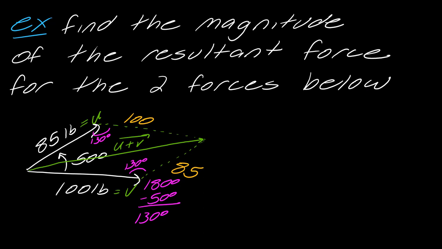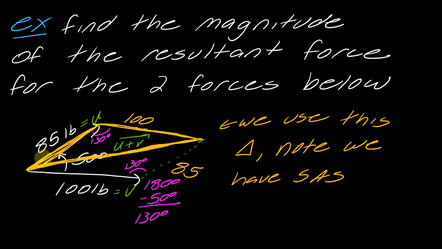Okay, so you want to make sure you're looking at your parallelogram correctly. If this side is 85, this side is also 85. If this side is 100, this side is also 100, okay? All right, and so this triangle here, half of the parallelogram, this is what we're going to use. I just want you to notice that we have side, angle, side. So that criteria is met, so we can use the law of cosines.